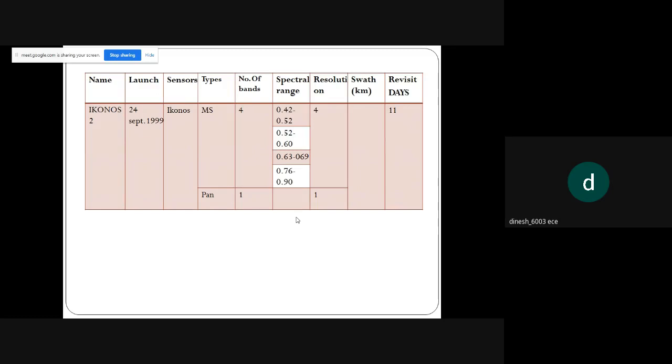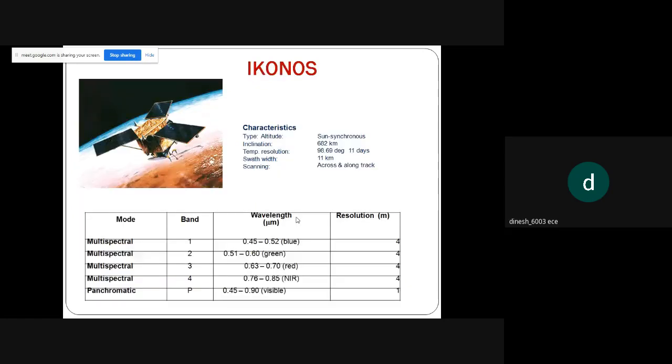So this had 4 bands in multispectral and 1 band in panchromatic with a resolution of 1 meter, with a revisit of 11 days. So this is the IKONOS satellite that was launched in a sun synchronous orbit with an altitude of 682 kilometers, an inclination of 98.2 degrees, and a swath width of 11 kilometers. The system used in IKONOS is both across and along track scanning.